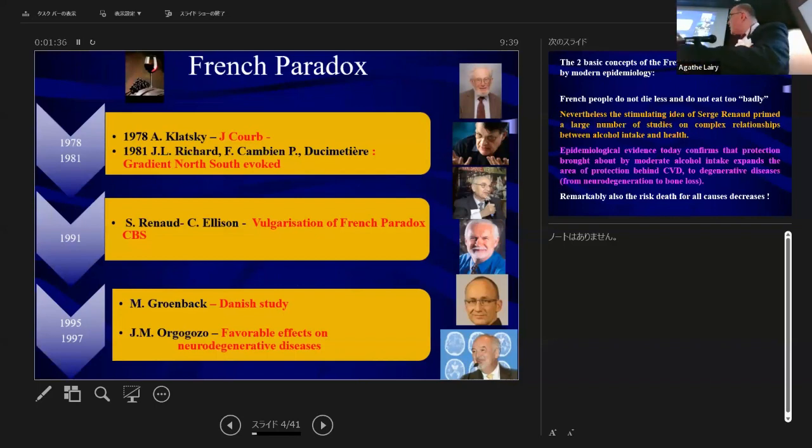So you have Arthur Klatsky, who was doing a lot of work at Kaiser Permanente in Oakland, in California. And so Arthur Klatsky was showing the J-curve. And so, with abstinence, in fact, there are people that are dying more of cardiac disease in comparison with the ones that are drinking a few glasses a day.